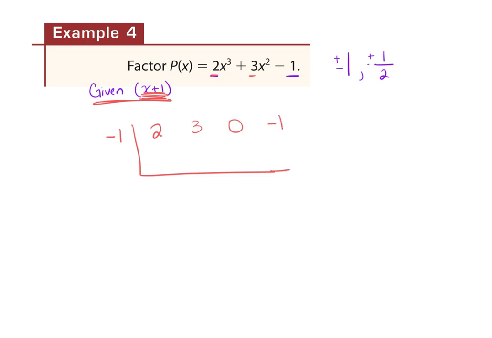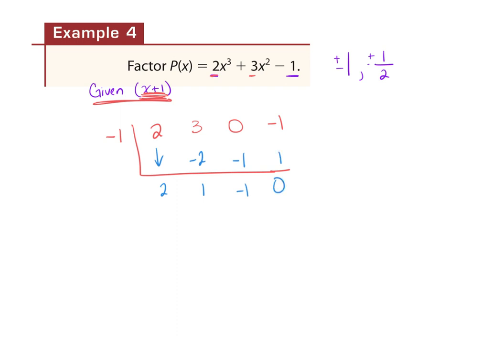If they told me that's a factor, what should my remainder be? 0. So if they told me it's a factor, I should do this and get a remainder of 0. If I don't, I did something wrong because they told me this is a factor, all right? So I'm going to add down. I get 2, multiply up, negative 2, add down, get 1, multiply up, get negative 1, add down, multiply up, 0.